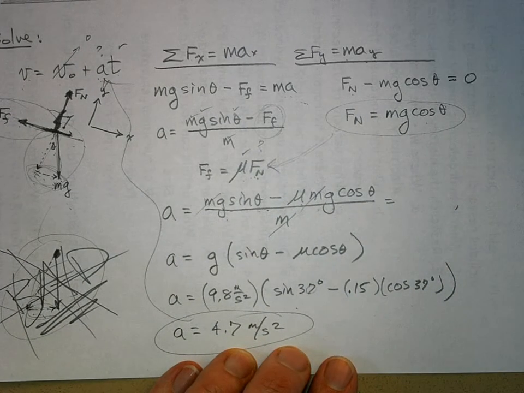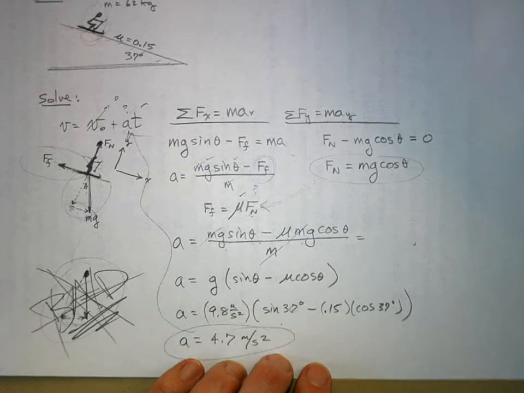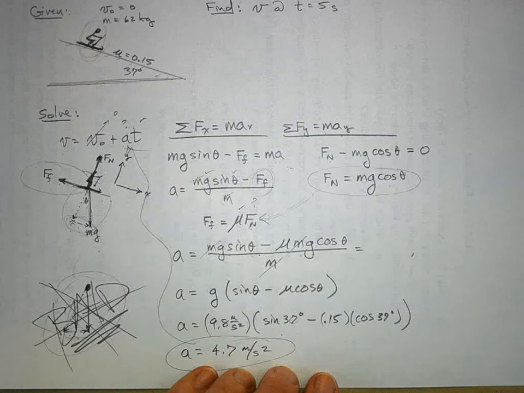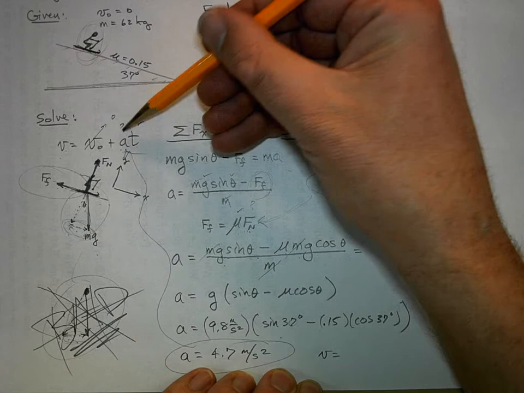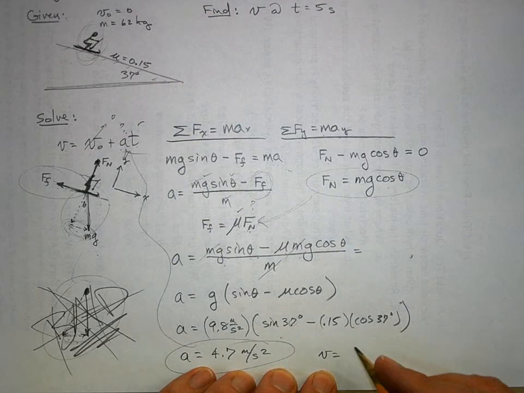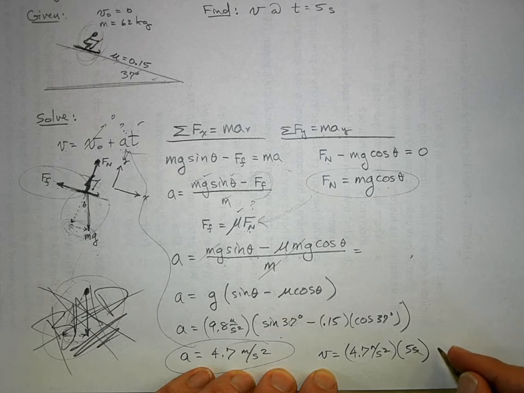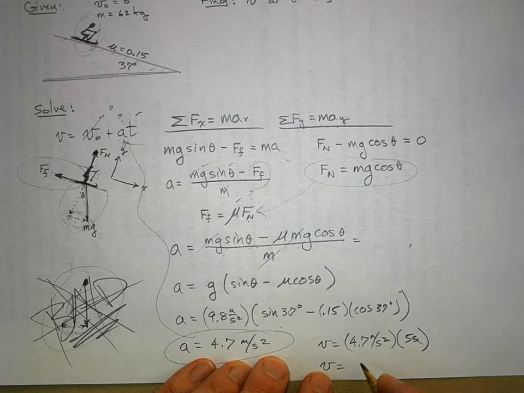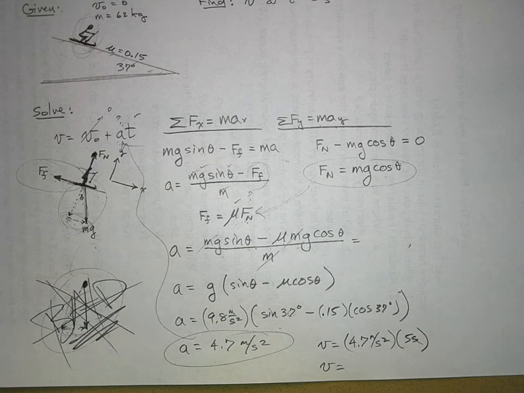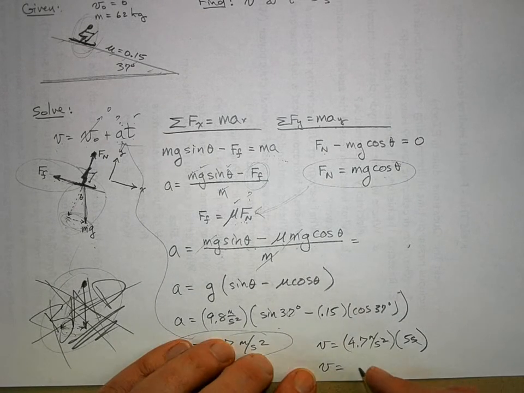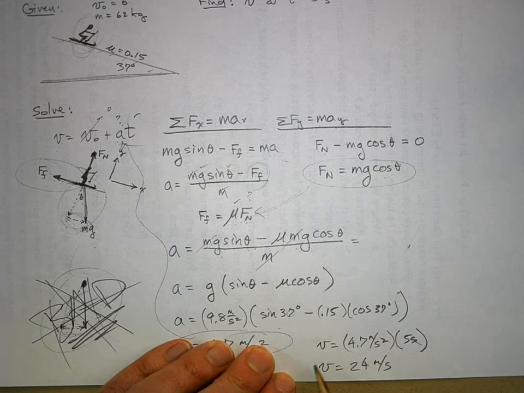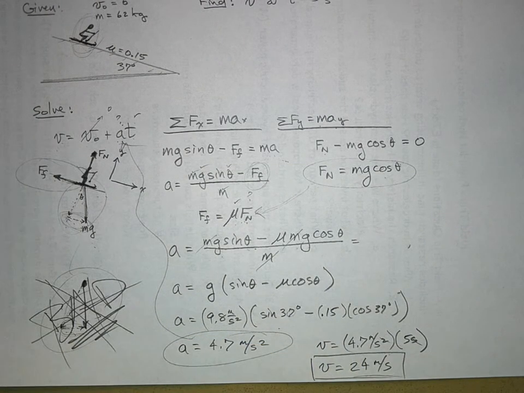Zoom back out. So v equals a times t, but a is now 4.7 meters per second squared times 5 seconds. Seconds cancels the second squared. And I get my answer, which is, I'm cheating a little bit, I don't have my calculator, 24, if you round it off, 24 meters per second. That's fast. It's like 50, 60 miles an hour.